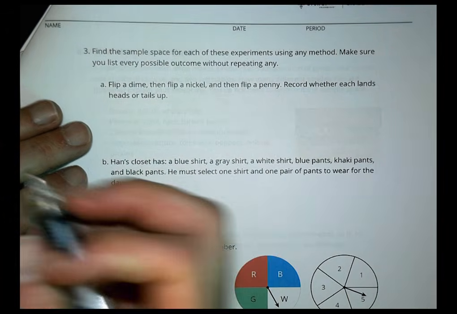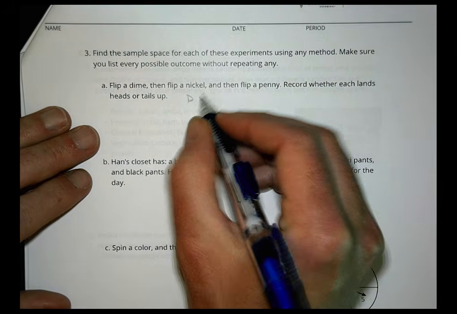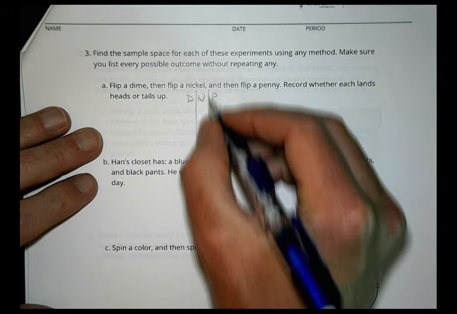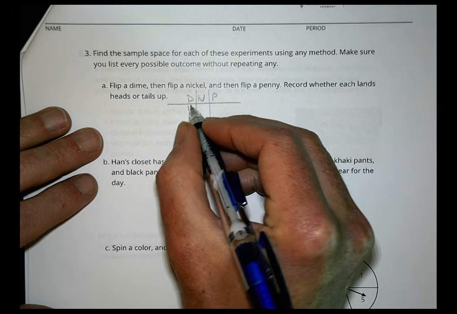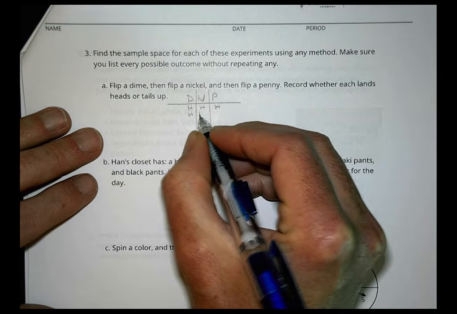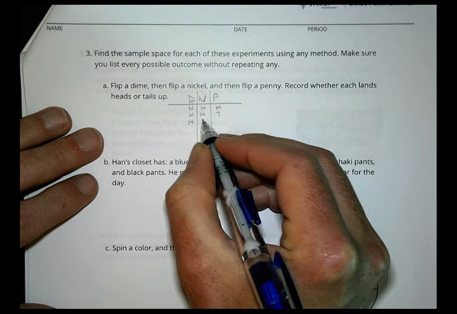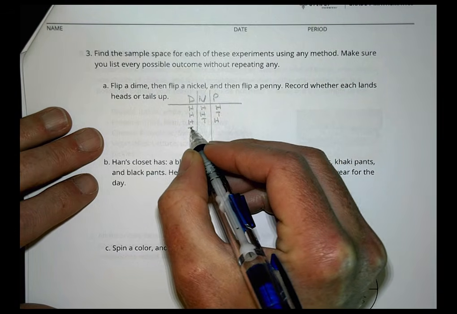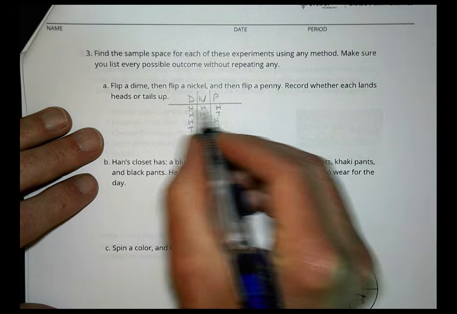Here's one way of considering this. I have a dime, a nickel, and a penny. I'm going to draw it like this. The first time I do it, I can do all heads: heads, heads, and heads. The next time I can do a head and add one tail. Then the second time, let's pretend that this one gets the tail, so I'm just taking the tail and sliding it over. Now the next time, this one gets the tail.